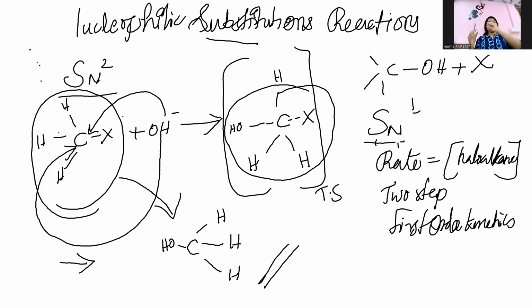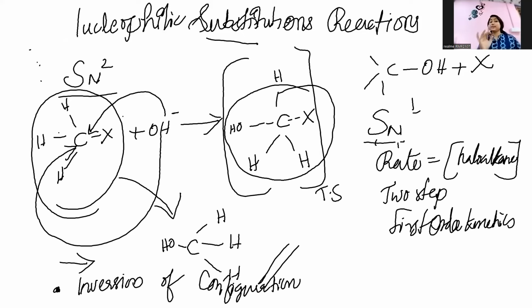So when a nucleophile enters into this reactant, the hydrogen atoms automatically move away from that nucleophile. The nucleophile is somewhat bigger in size compared to the hydrogen atoms, so they move away from that position and the configuration gets completely inverted in the case of an SN2 reaction. So another important point you have to keep in mind is that inversion of configuration happens in SN2 reactions. Okay, hope this is clear to you.